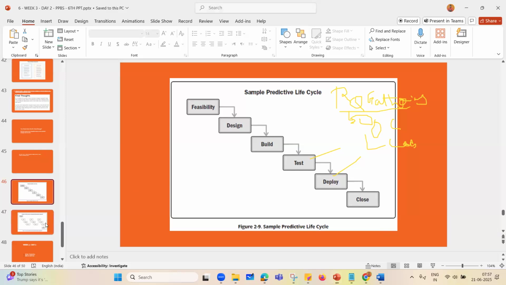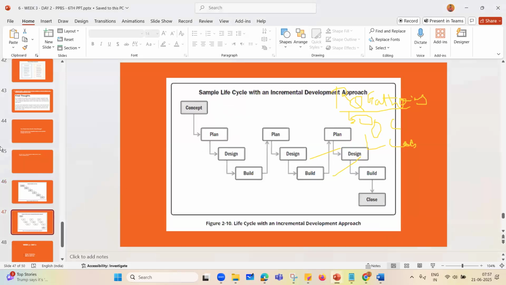Okay, let's look at another one. What this reads is sample life cycle with an incremental development approach. When we say incremental, there is always a +1. When we say +1, it means a few modules are getting delivered. That's the reason we are calling it incremental.